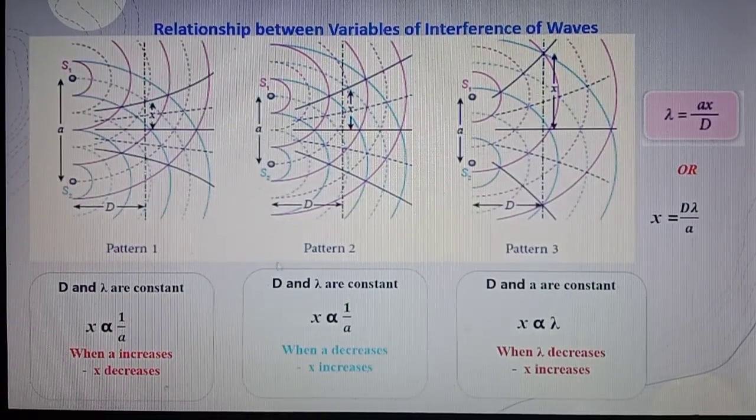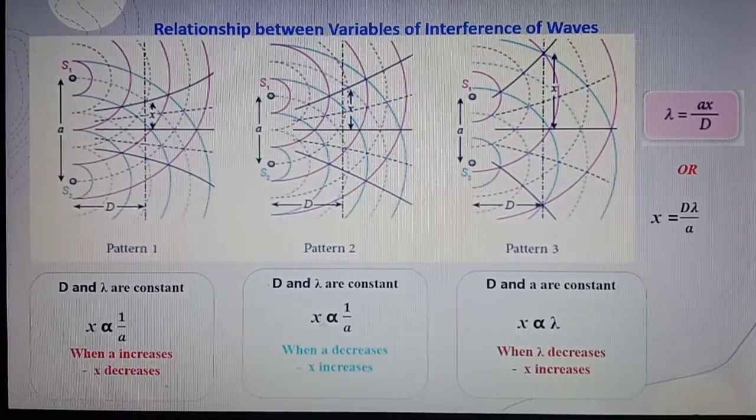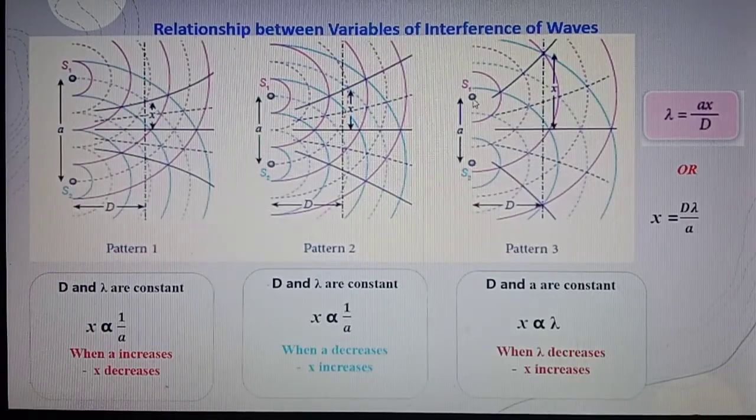Next situation. Let's say d and lambda are still constant, but now we shorten the distance between the two coherent sources, decreasing the value of a. What happens to x here? You can see x becomes longer. So when a decreases, x increases. The third pattern: the distance between S1 and S2 is constant, and d is also constant, but now we change lambda and use a longer wavelength.